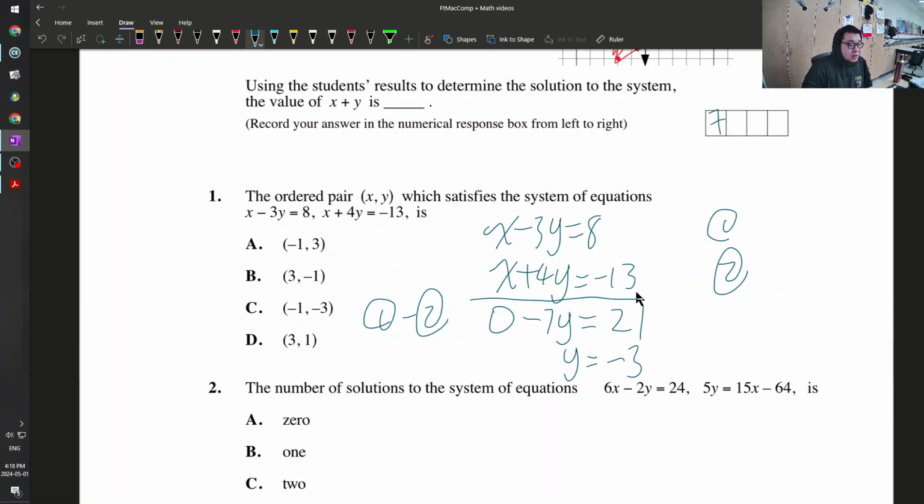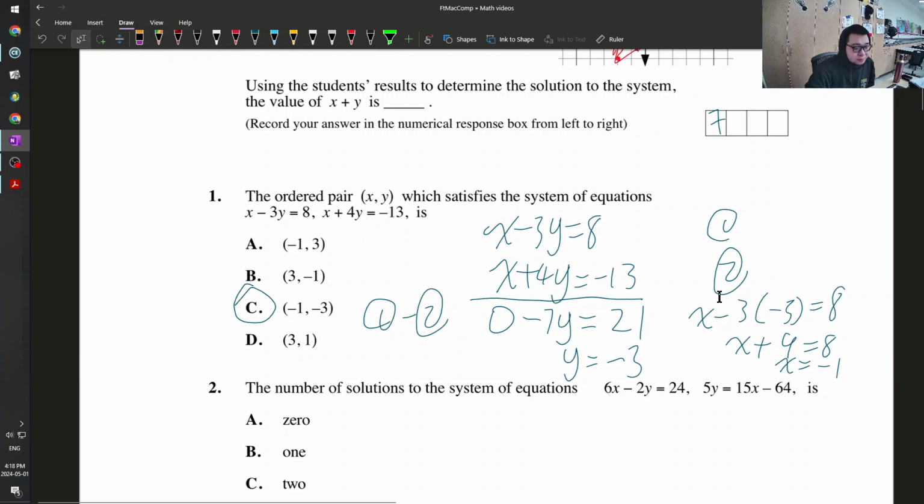Plug it back in. x minus 3 times -3 is equal to 8. x plus 9 is equal to 8. x would equal -1. So the answer is (-1, -3). The answer is C.